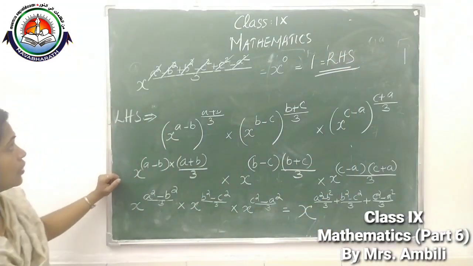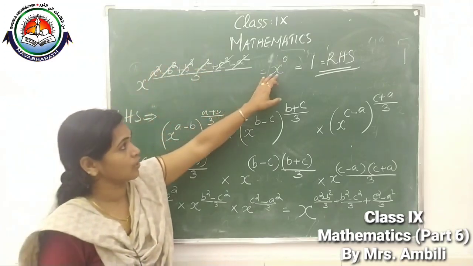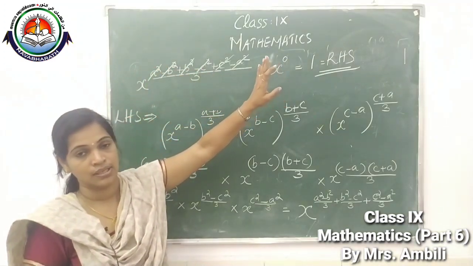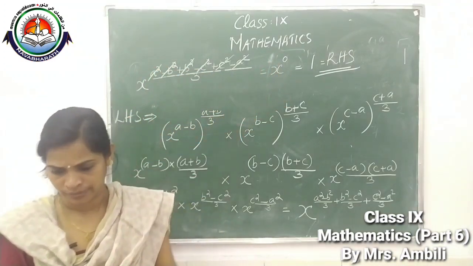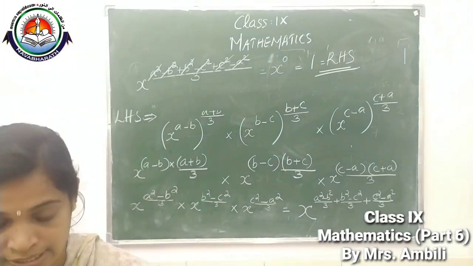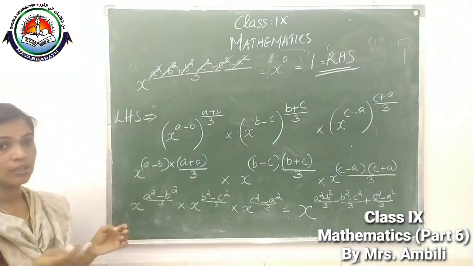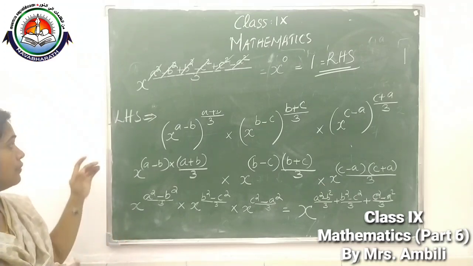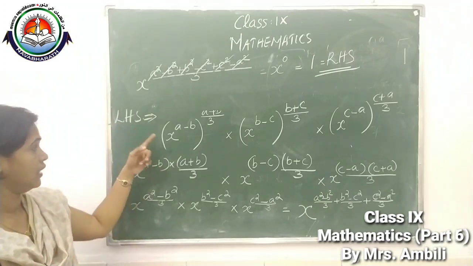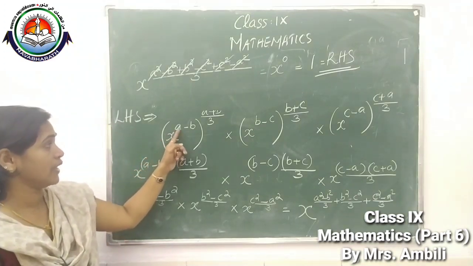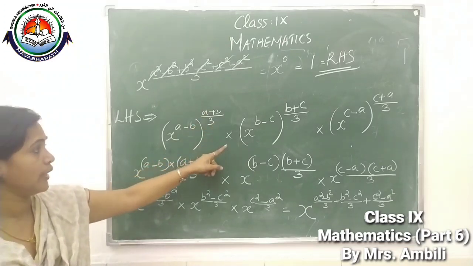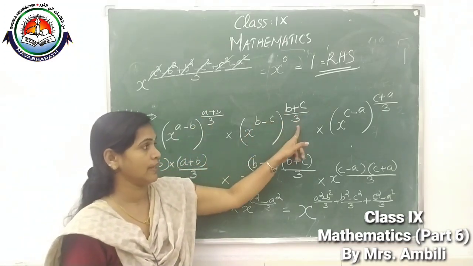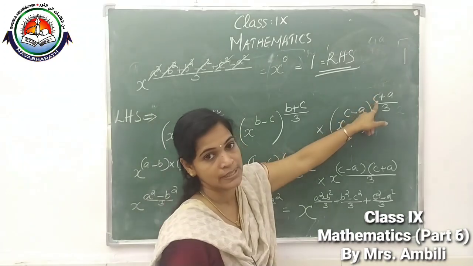Clear? So, what we got? X raised to 0 equal to 1, our RHS. Understood? Some confusion is there, no? I will explain it. Okay. So, our question, you know. So, first LHS. I will explain speedily. So, x raised to a minus b into a plus b by 3 into x raised to b minus c into b plus c by 3 into x raised to c minus a into c plus a by 3.